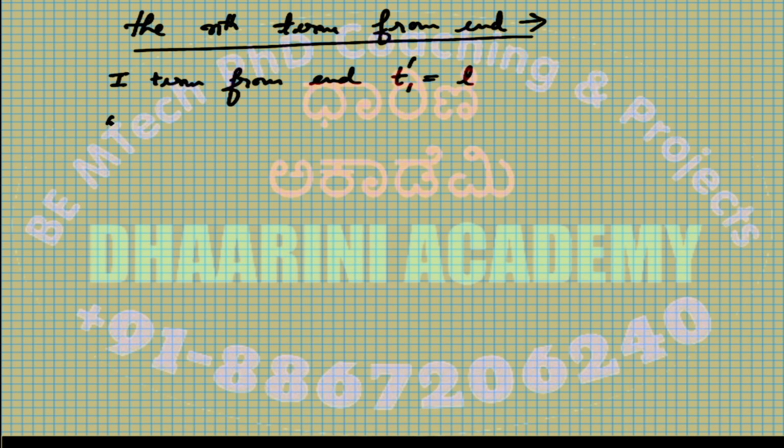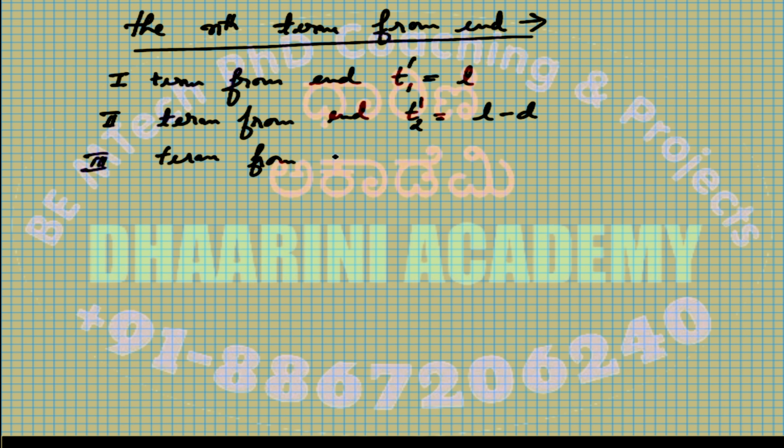Then what should be the second term from the end? I will call this T2 dash. This is L. From L you subtract D to come back. Correct? From A, if you start from A, it is A plus D, A plus 2D, and so on. So the second term is like this. So the third term from the end has to be T3 dash. This should be L minus 2D.